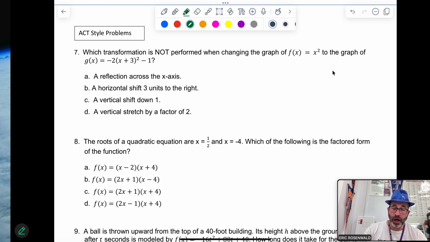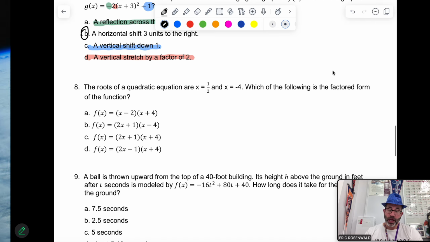When we look at the parts that are taking place here, there is a reflection over the x-axis right here. The vertical stretch of 2 is right here. And then the horizontal shift 3 units to the right is not there. Down 1 is this one right here. So the answer for this is going to be letter B.